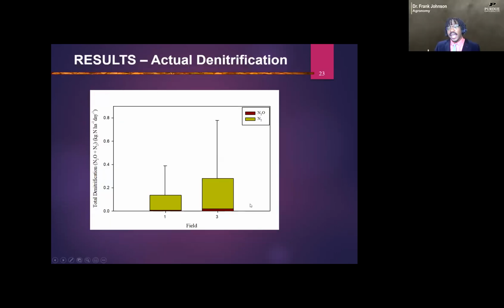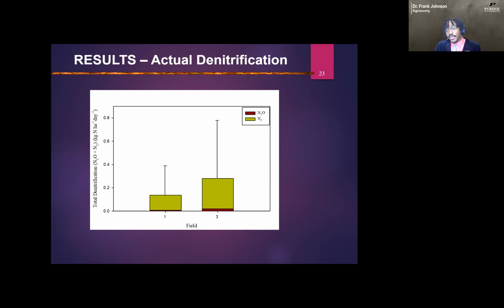Now, regarding actual denitrification measurements, here we have field on our x-axis and total denitrification, which is the amount of nitrous oxide plus dinitrogen, on our y-axis. And it is also partitioned by both of those compounds. For field 1, our total denitrification was just under 0.2 kilograms of nitrogen per hectare per day. And for field 3, it was roughly 0.3 kilograms of nitrogen per hectare per day.